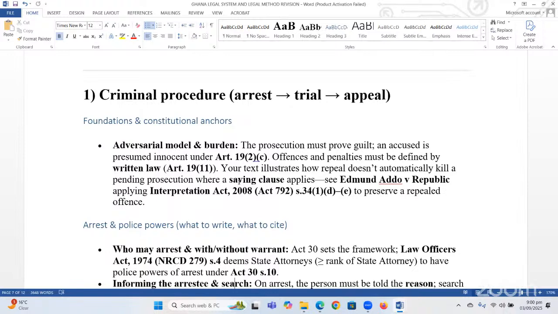So the presumption of innocence, and also the principle of legality, the fact that offenses and penalties must be defined by written law, very important. Article 19, clause 11. So there's nothing like common law offenses. You cannot be charged with an offense which is not defined in a written law, telling us exactly what the offense is, and then a punishment which is supposed to accompany it. So that is very important.